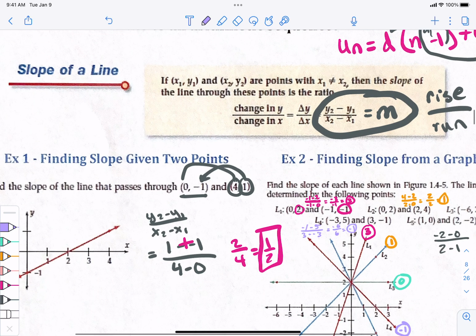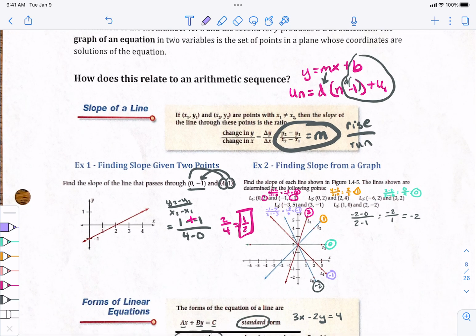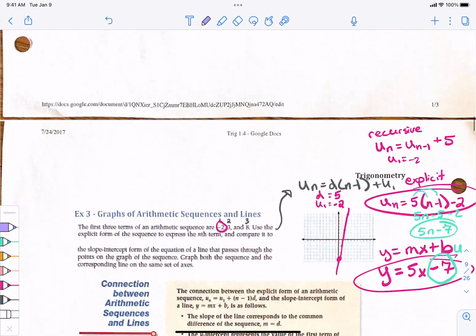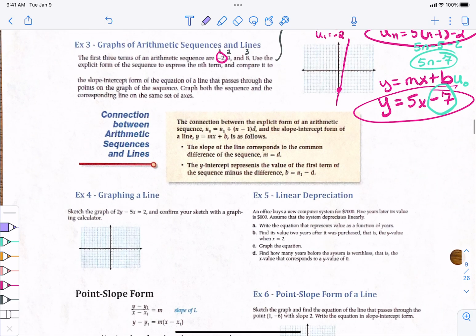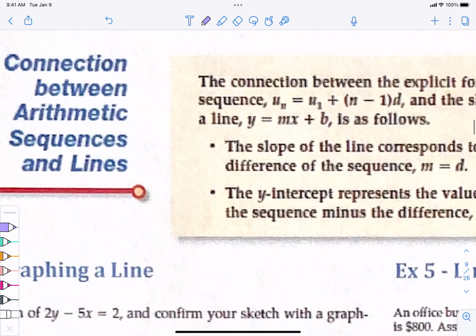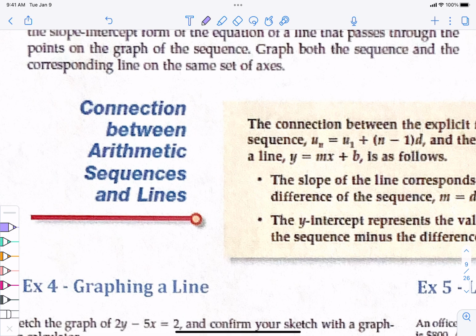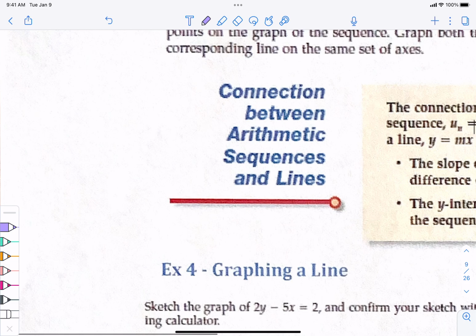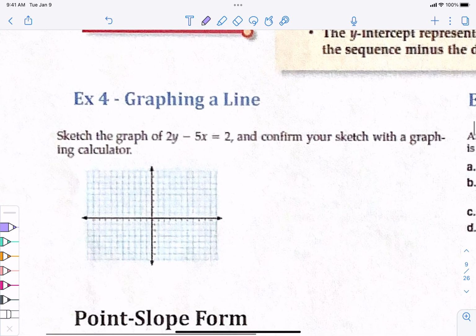So linear functions, we talked about slope, rise over run, y2 minus y1 over x2 minus x1, all that good stuff. Let's go down to this part. There is a connection between arithmetic sequences and lines. We've already kind of talked about that, right? A linear function, y equals mx plus b, arithmetic sequences, all that good stuff, okay?